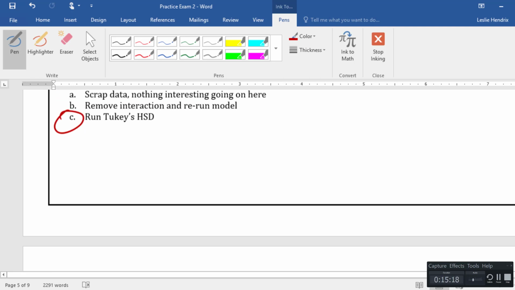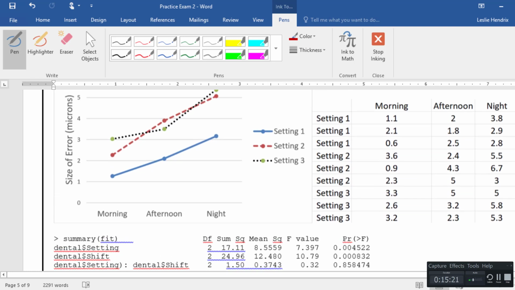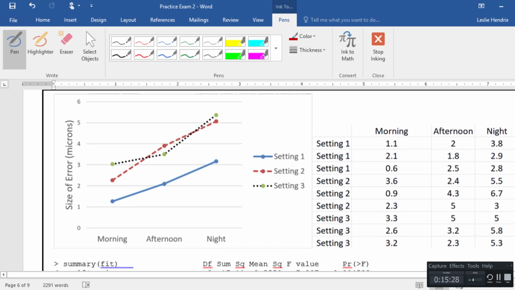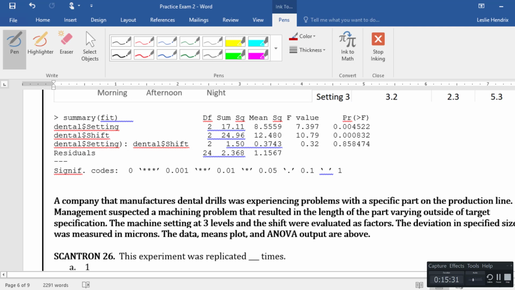All right, so here's our next question. Here we have an error that is done while machining dental drills. If you've ever had a root canal, you know how important it is that their little tools are very, very precise. This company that manufactured dental drills was experiencing problems with a specific part on the production line, and they suspected a machining problem that resulted in the length of the part varying outside of the target specification. The machine setting had 3 levels, and there were 3 levels of shift that were evaluated as factors. So here we have a two-way ANOVA because we've got two categorical predictors.